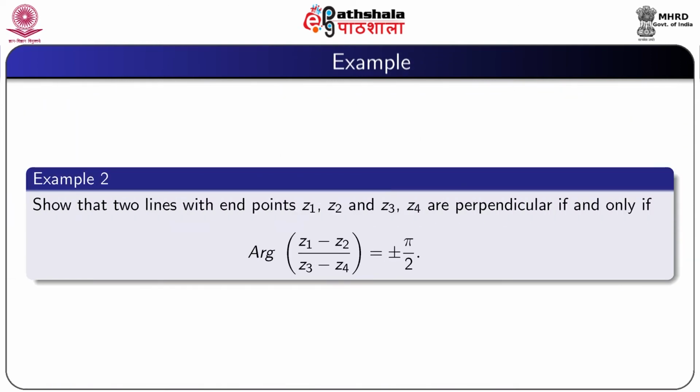So, next example, show that two lines with endpoints Z1, Z2 and Z3, Z4 are perpendicular if and only if argument of (Z1 minus Z2) by (Z3 minus Z4) is either pi by 2 or minus pi by 2.